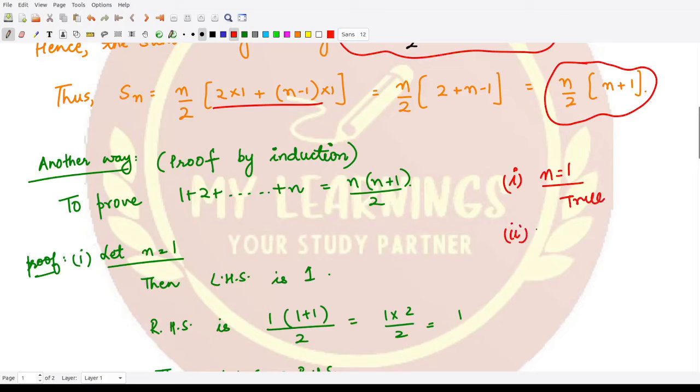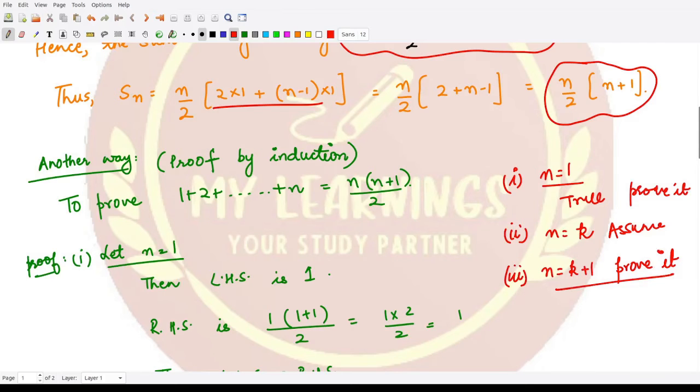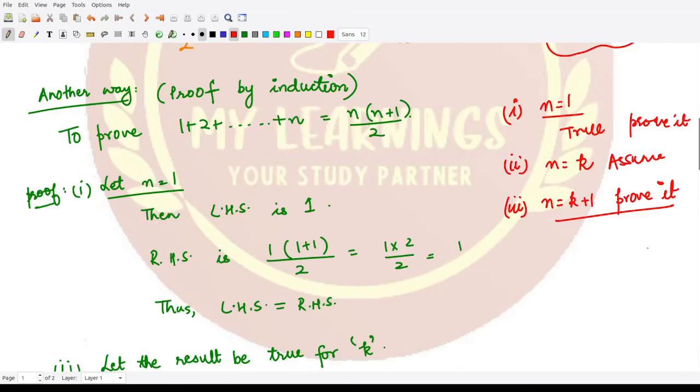In the second step, we assume that for n equal to k, our result is true. And in the third step, we take n equal to k plus 1, and then we prove the result for n equal to k plus 1. So let's do all of the 3 steps one by one.